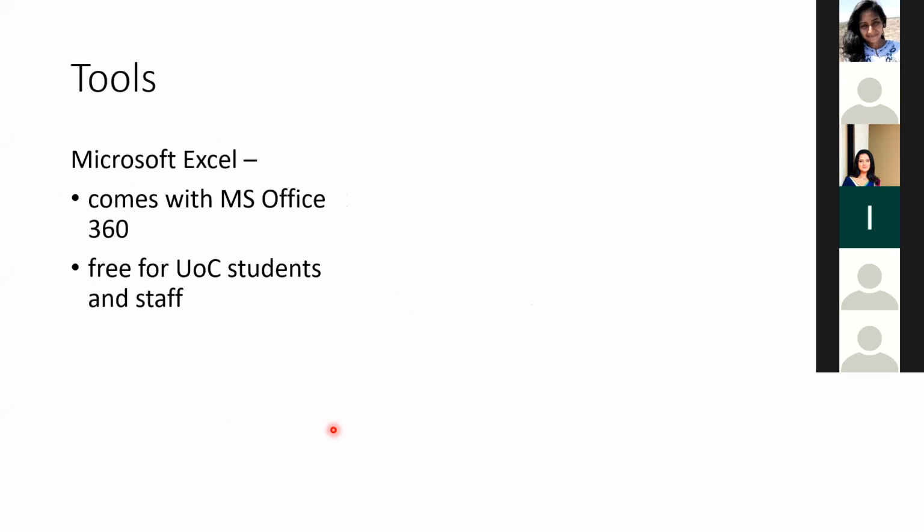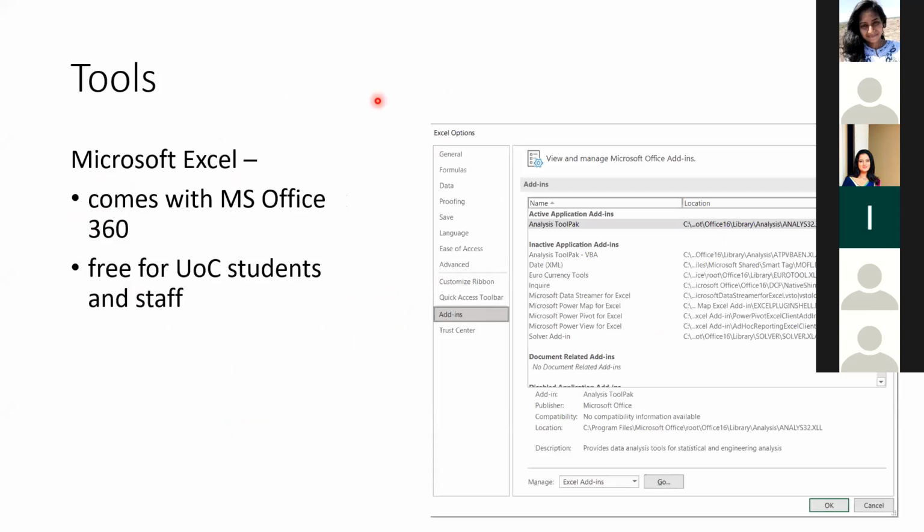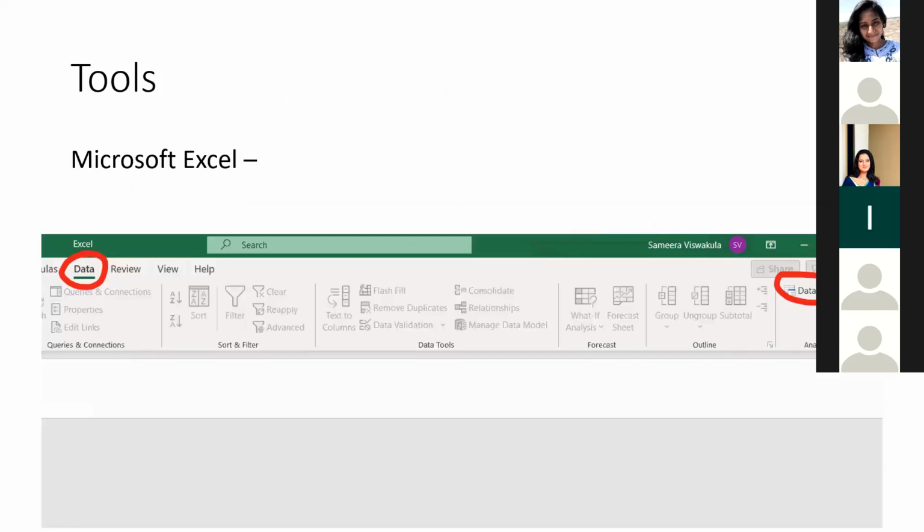We all have access to Microsoft Office 365. We can download it from the university website. It's free. So we can go to the options and ask for this Analysis ToolPak. Then it would give us this data analysis menu. It would give you some more statistical tests than what we see in the typical Excel, right?